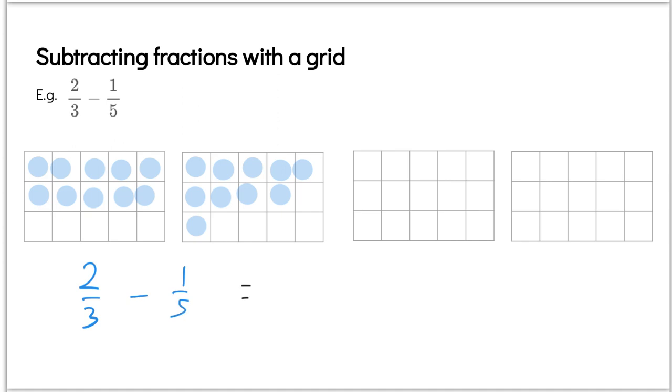That's going to equal, when we take away these 3 and redraw it again, it will look like this. How many dots do we have? Well, we've got 7. Out of how many total possible spots? There are 15, so this is the final answer.